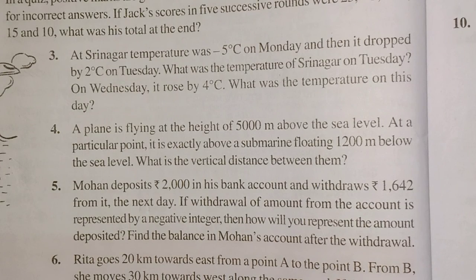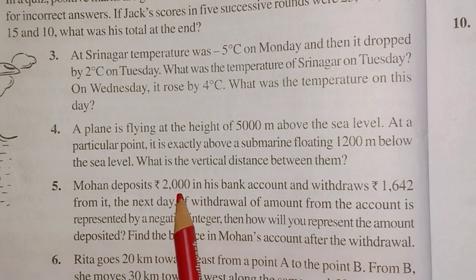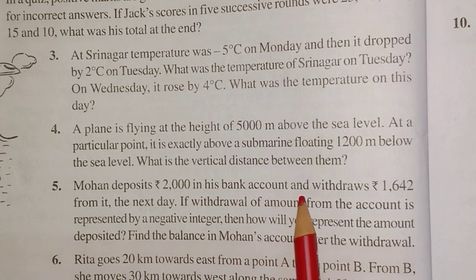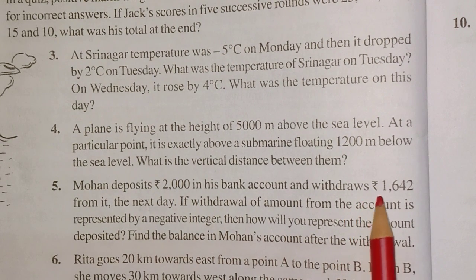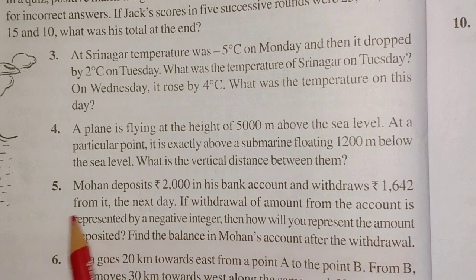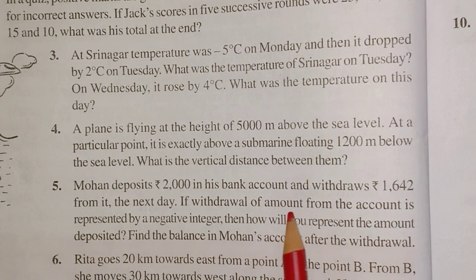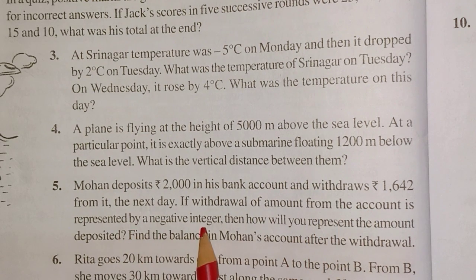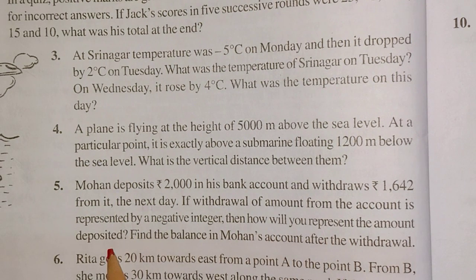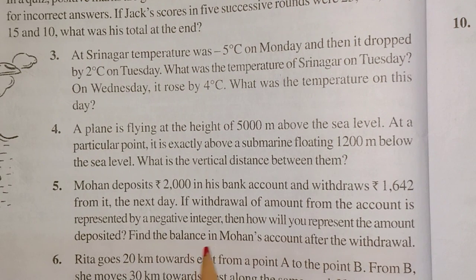Question number 5. Mohan deposits rupees 2000 in his bank account and withdraws rupees 1642 from it the next day. If withdrawal of amount from the account is represented by negative integers, then how will you represent the amount deposited? Find the balance in Mohan's account after the withdrawal.